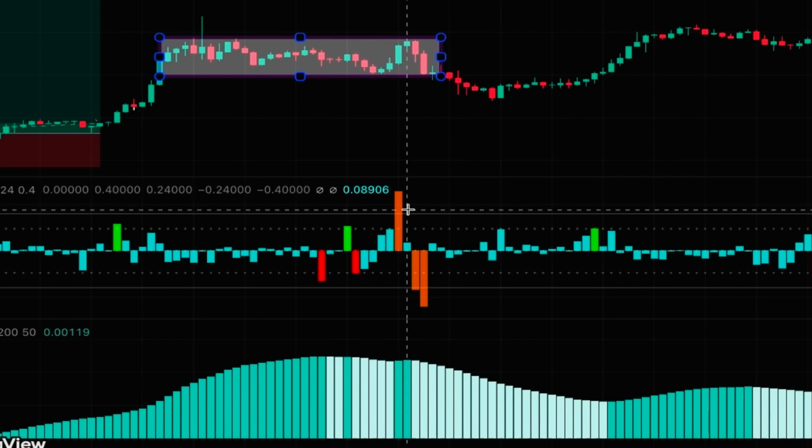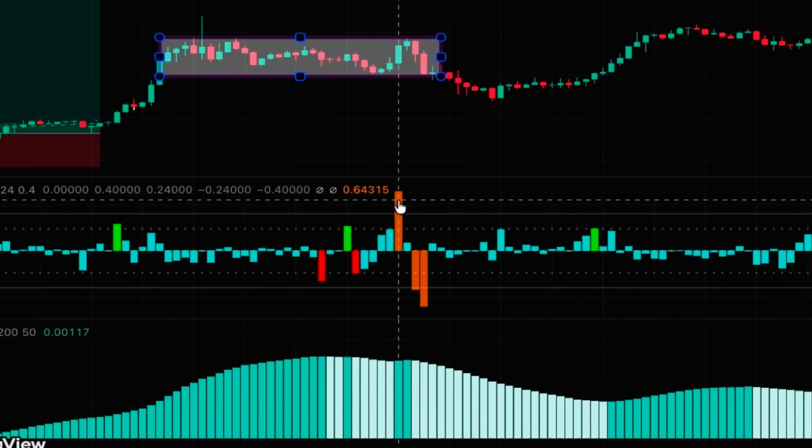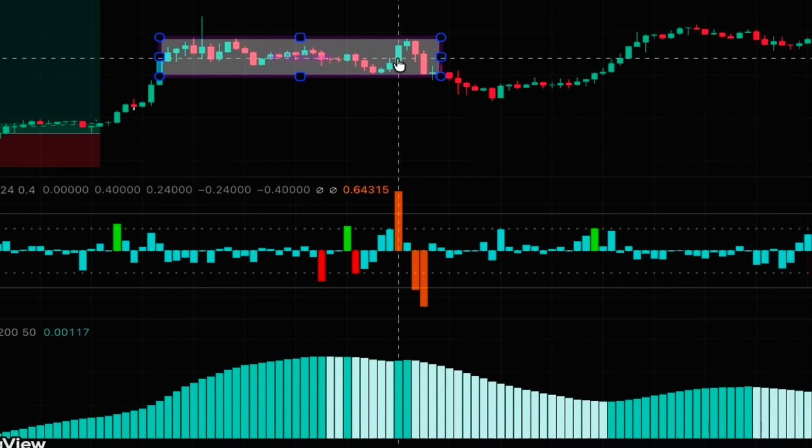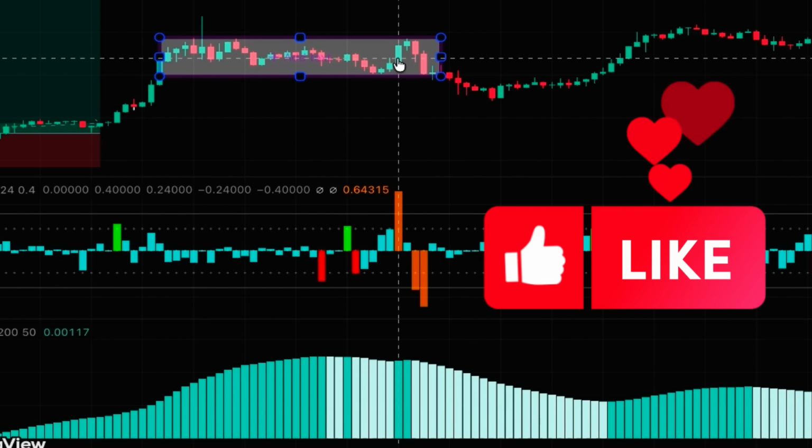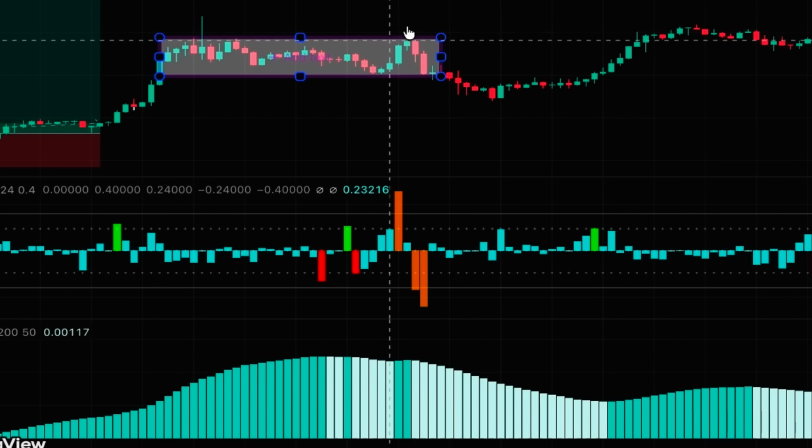So here we could easily avoid this false signal that we had here. If we entered only based on this, that would be a losing position, but with price action analysis, we didn't enter any long position at this point.